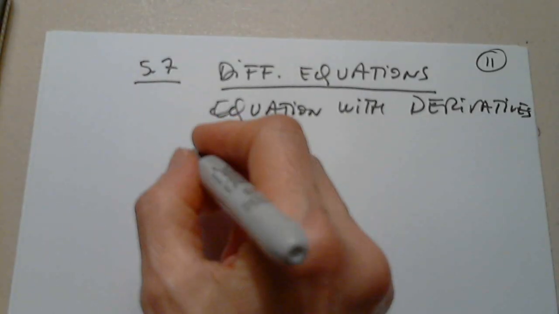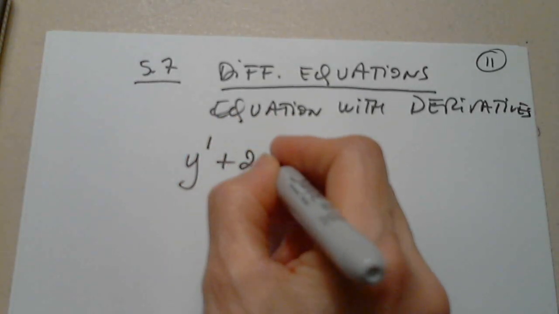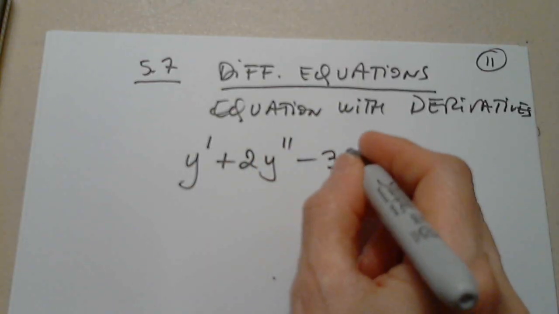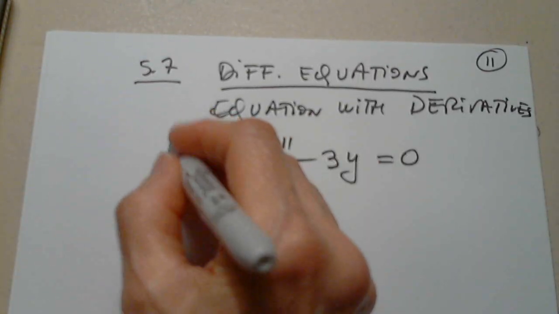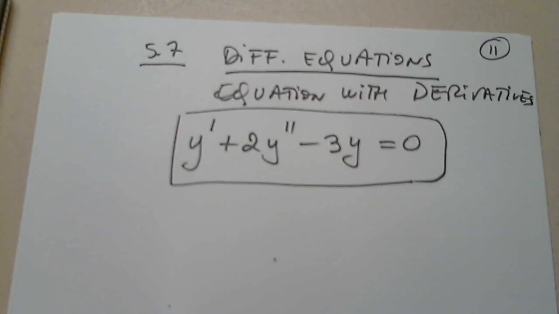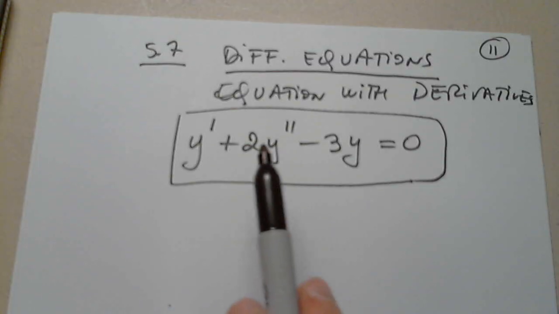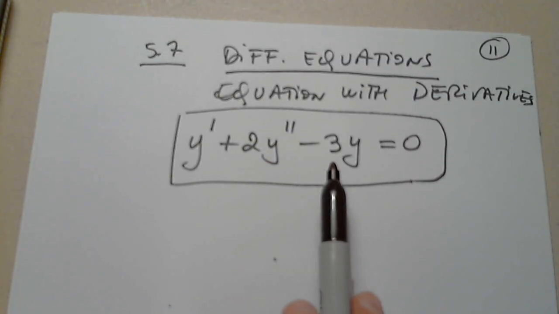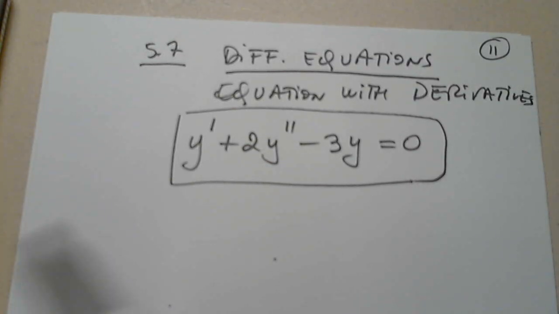Here's an example. First derivative plus 2 times the second derivative minus 3 times the function equals 0. This is an example. The first derivative plus 2 times the second derivative minus 3 times the function equals 0. This is a differential equation. An example. And a very simple example. And then I'll stop. Here it is.